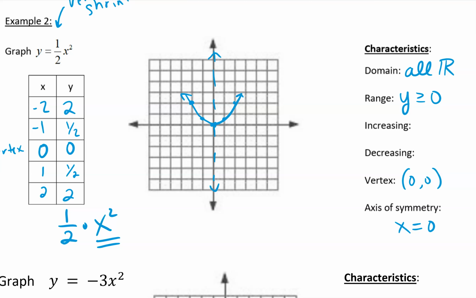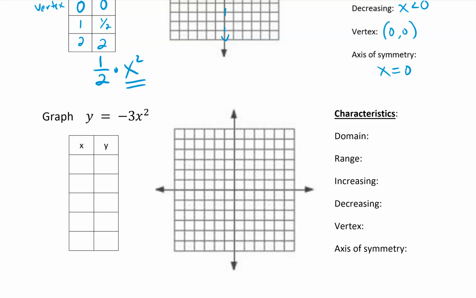Increasing, again, it's increasing kind of the same as it was for the last one. It's increasing to the right of the axis of symmetry. So it's increasing where x is greater than 0, and it's decreasing where x is less than 0. You'll notice on the increasing and the decreasing that we don't say greater than or equal to. We also don't say less than or equal to, because right where x is equal to 0, that's the vertex, and it's not increasing or decreasing at that point. That's where it's changing direction.